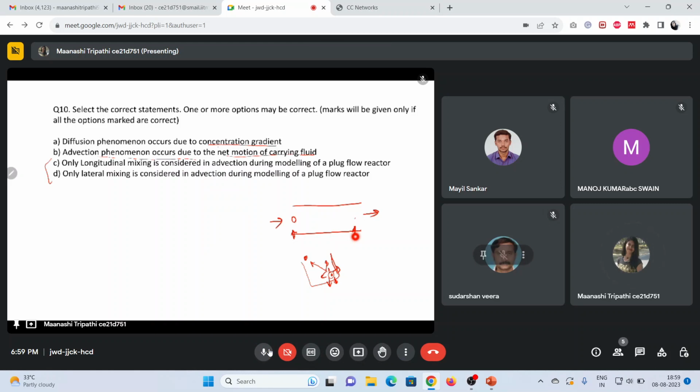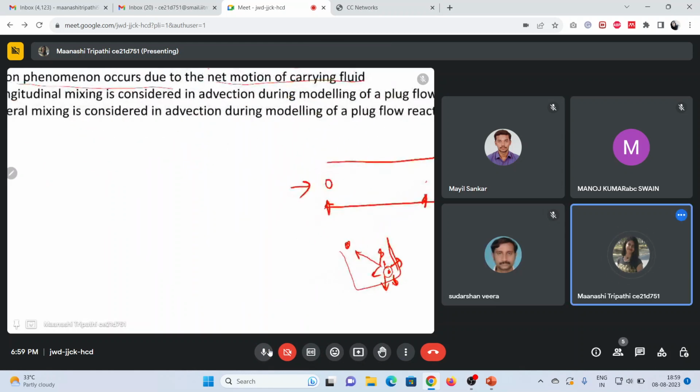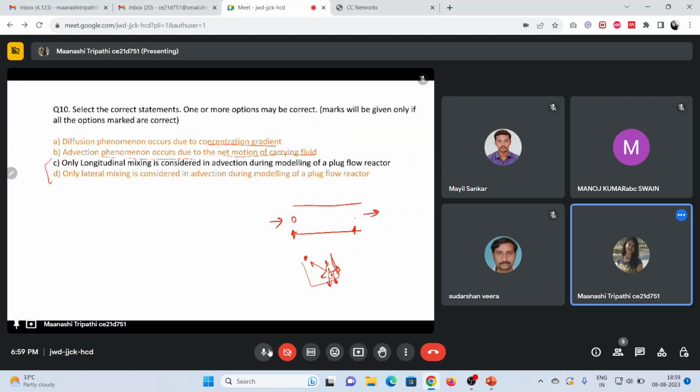We'll see the solution now. So options A, B and D are correct. Diffusion phenomena occurs due to concentration gradient. Means at this point the concentration is higher for the perfume, but here it is low. That is why it is reaching from here to here. In diffusion, anything flows from higher concentration to lower concentration. So that is what we call concentration gradient.